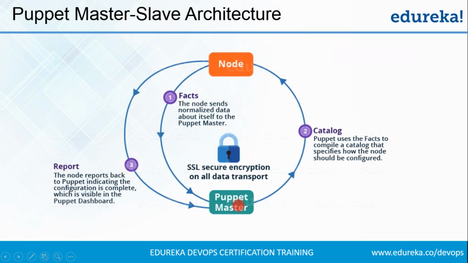Now what happens, the connection between the node or the Puppet agent and the Puppet master happens with the help of SSL, the secure encryption, all right? So if you have any doubts, any queries, please write it down, and in the next slide I'll tell you how this SSL connection actually happens.